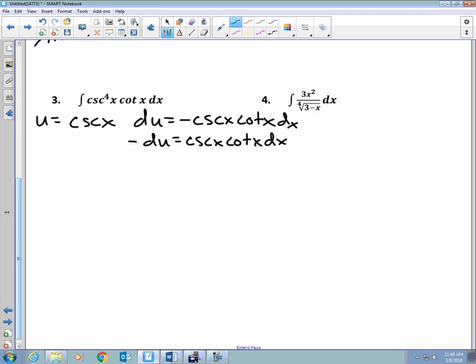Why? So I don't have a negative up here. So I'm going to separate this because I have a cosecant and a cotangent here, but here I've got 4 of them. So I'm going to write the integral of cosecant cubed of x times cosecant of x times cotangent of x dx. See what I did? I pulled one of the cosecants off.